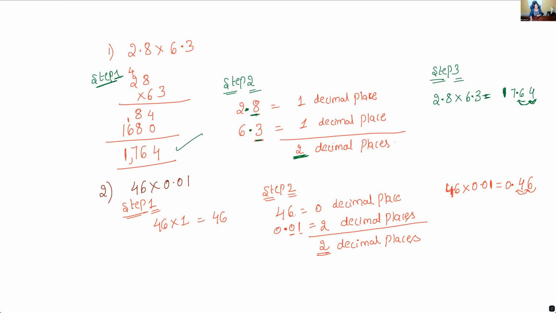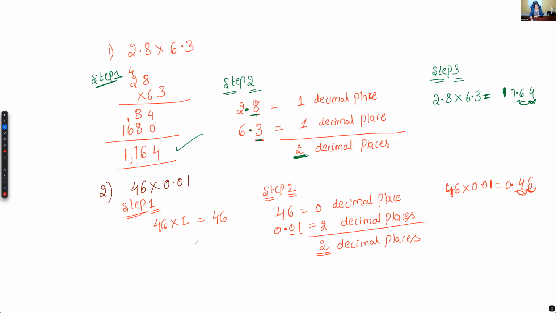And the number 46 has no decimal point, so we have 0 decimal places there. And in 0.01, we have 2 decimal places. So when you add them together, we got 2 decimal places. So in the final answer, we will jump 2 steps to the left and keep the decimal point.